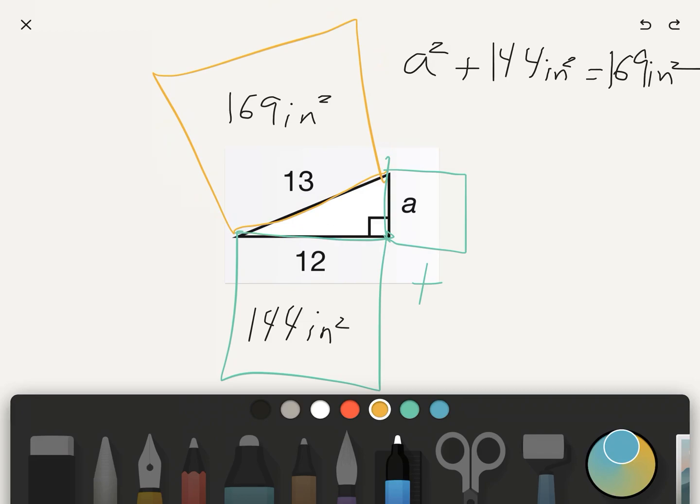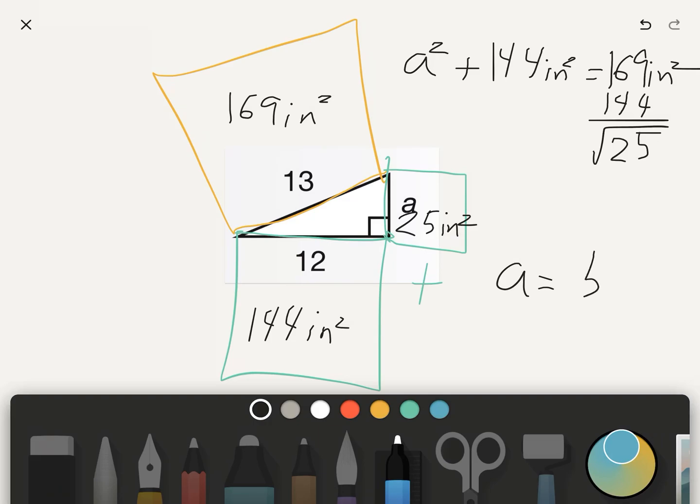Okay, so we actually just need to subtract from each side, getting us 25 inches squared for this square. And so the square root of that 25 will get us A equals 5 inches.